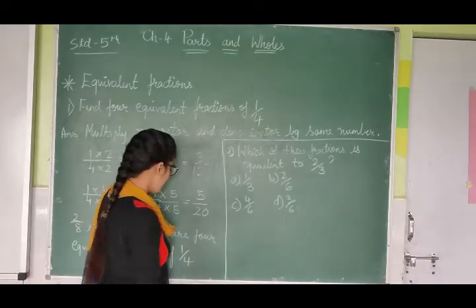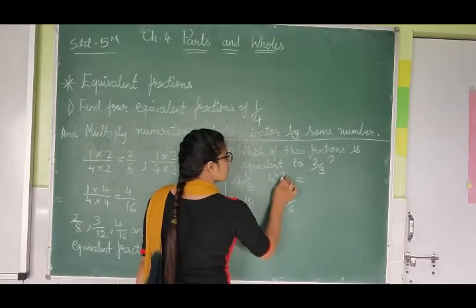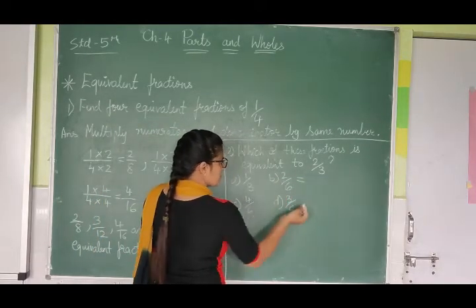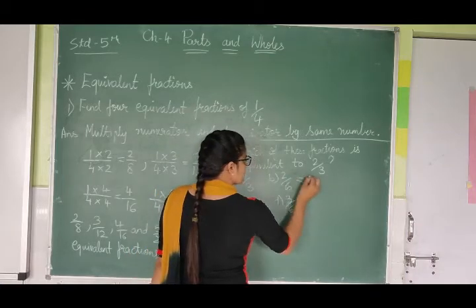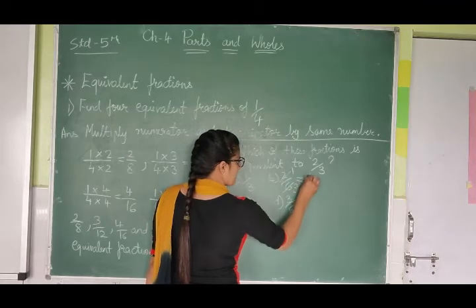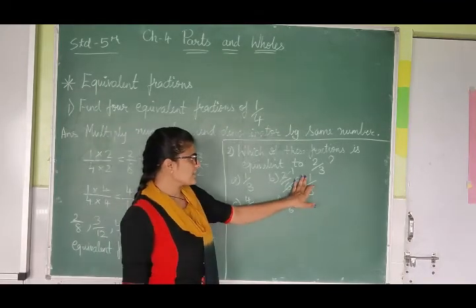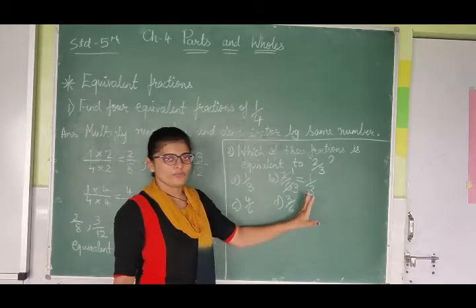2 by 6 can be written as, in 2's table 2 also comes and 6 also comes. So it can be written as 2 1's are 2 and 2 3's are 6. So it can be written as 1 by 3 also. Yes, so B is 1 by 3. So 1 by 3 cannot be the answer.